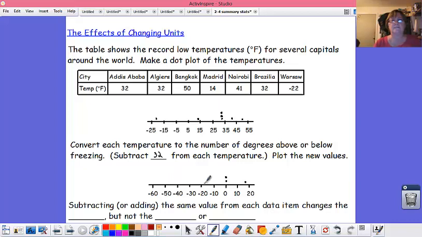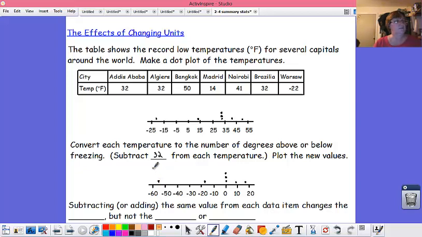Negative 18. 41 minus 32 is 9. 32 minus 32 again. And finally, 32 from 22 negative. Oh my goodness, that's negative 54 degrees. Oh, that doesn't even sound pleasant at all.